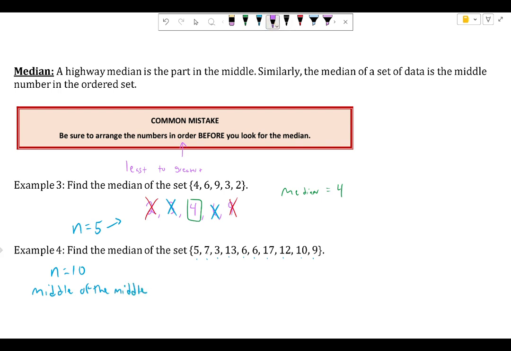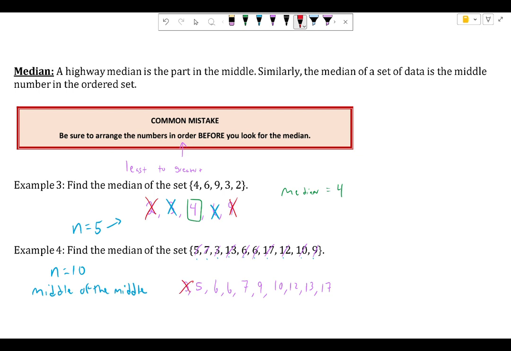So first thing we're going to do is arrange these in ascending order from least to greatest. So the smallest number is 3. Then we have 5, then we have a 6 and another 6, and then a 7, and then a 9, and then a 10, a 12, a 13, and a 17. I always like to suggest that we cross these off just to make sure that we have the right number of numbers. We can also just count 1, 2, 3, 4, 5, 6, 7, 8, 9, 10. We have our 10 numbers. We are good to go.